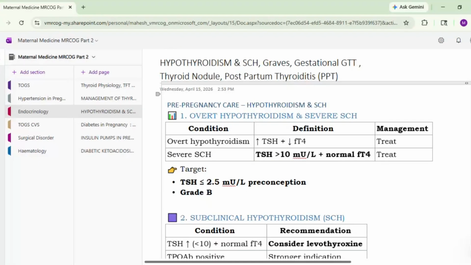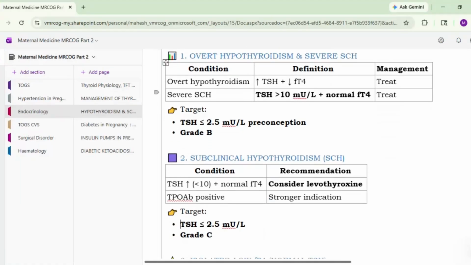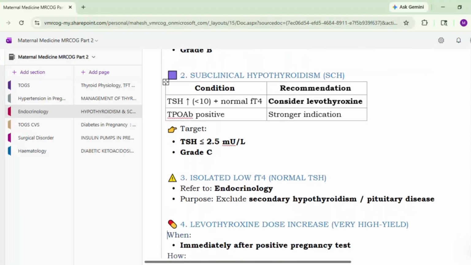Now we have overt hypothyroidism and severe subclinical hypothyroidism. In overt hypothyroidism, TSH is increased, FT4 is reduced. In severe SCH, TSH is more than 10 and normal FT4. These are the conditions which require treatment. And the target we have seen should be less than 2.5 preconception. If it is subclinical hypothyroidism, TSH less than 10 but normal FT4, we will consider levothyroxine, and stronger indication with TPO antibody positive. Again, the target will be less than 2.5.